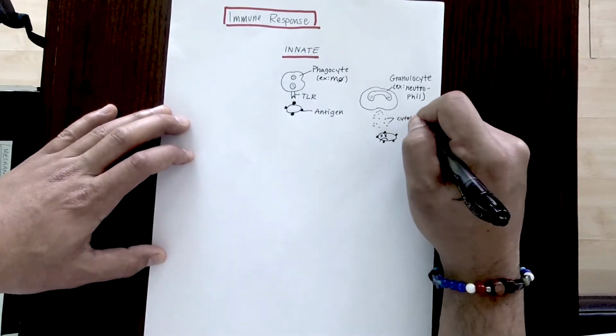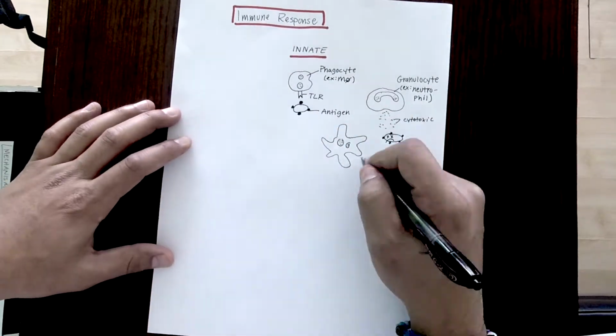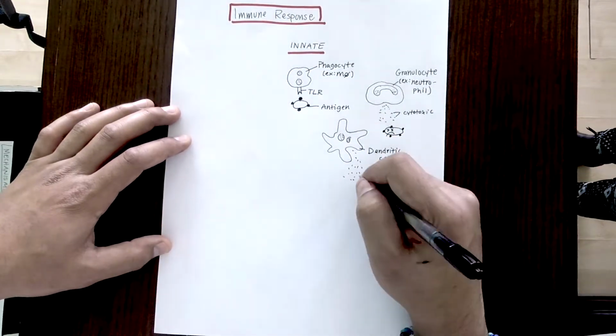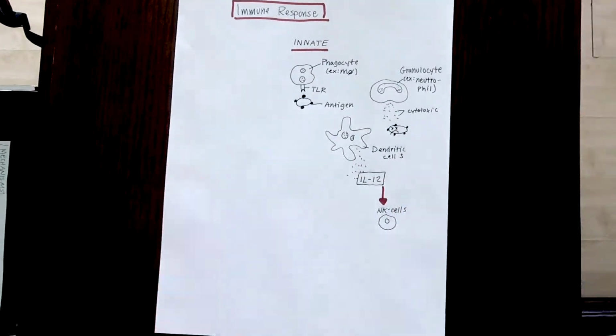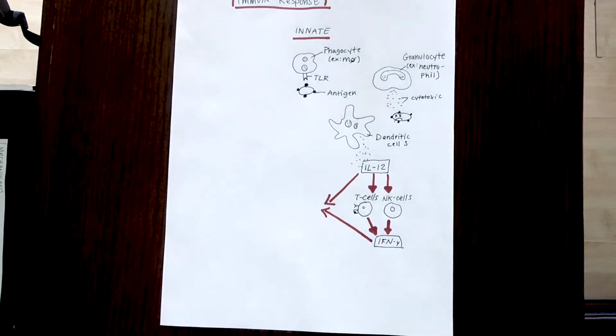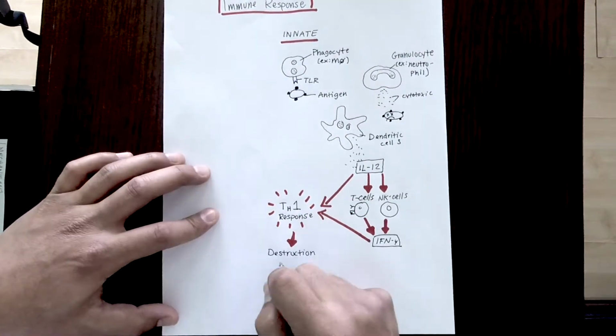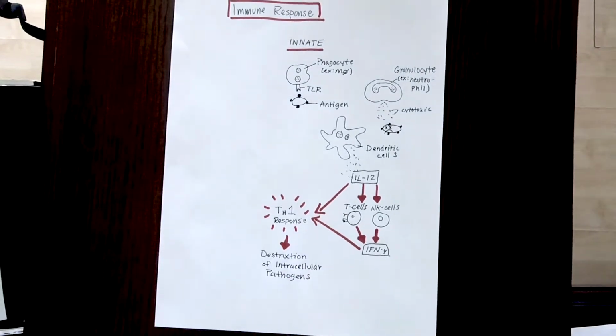One of the most important aspects of the innate immunity, however, is the production of interleukin-12 by dendritic cells. This stimulates natural killer cells and T cells to produce interferon gamma. Together, interleukin-12 and interferon gamma induce a Th1 response, which is essential for the destruction of intracellular pathogens.